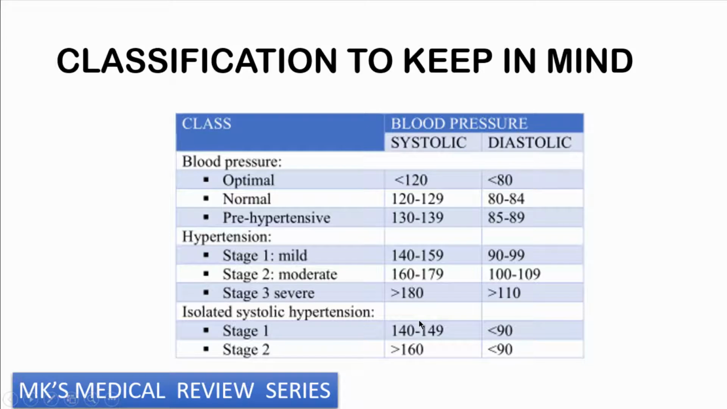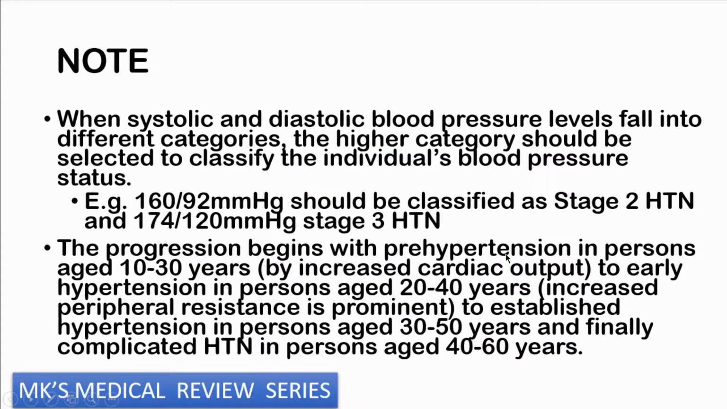Now, sometimes you may get blood pressure readings that fall under different stages. For example, if someone has a blood pressure of 165 over 95, the 165 systolic is falling under stage 2, but the 95 is falling under stage 1. So we usually put them at the higher stage, the value with the higher stage. So the person would be at stage 2 hypertension. So that is what I am talking about here. When the systolic and the diastolic pressure fall into different categories, the higher category should be selected. For example, if you have 160 over 92, this person should be at stage 2 hypertension. If you have 174 over 120, this person should be at stage 3 hypertension.